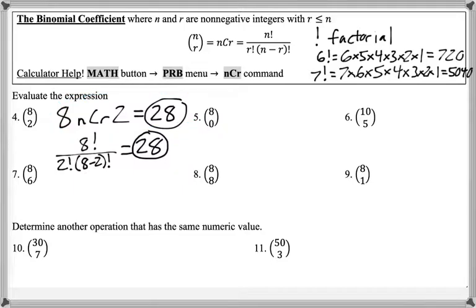So let's do number 5. This is 8 nCr 0, which if you type that into the calculator will be 1. Number 6 is 10 nCr 5, and if you type that on the calculator, you should get 252.